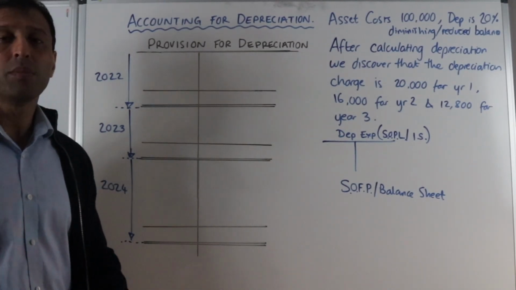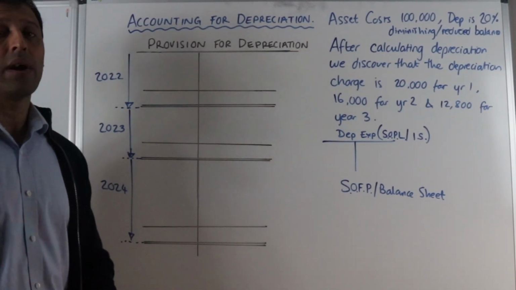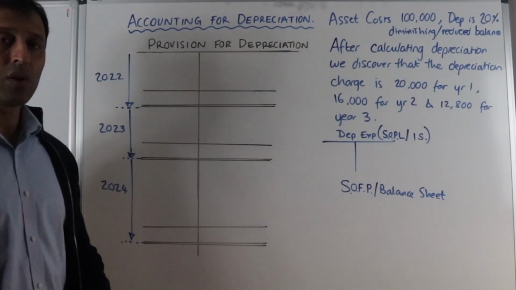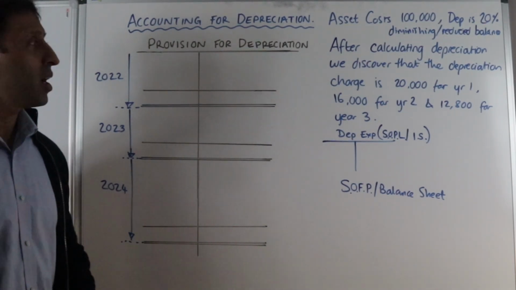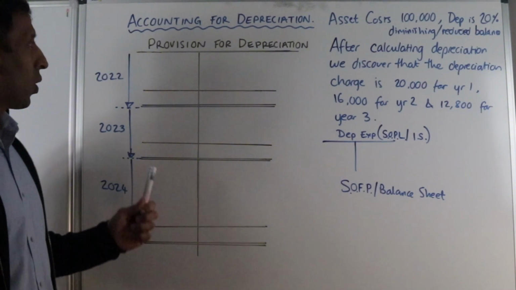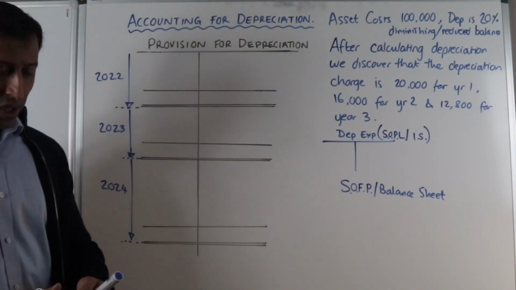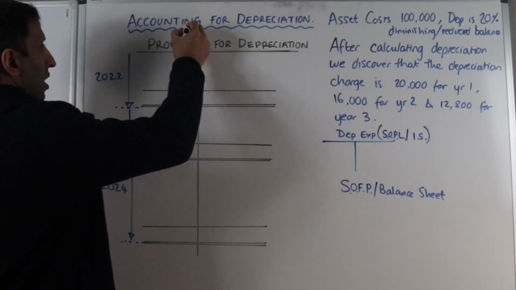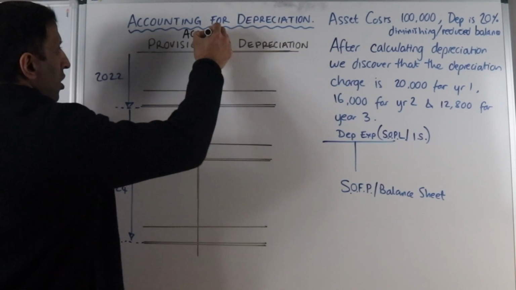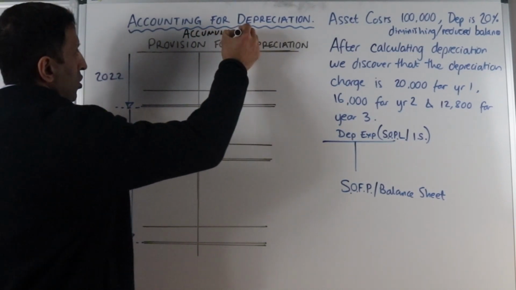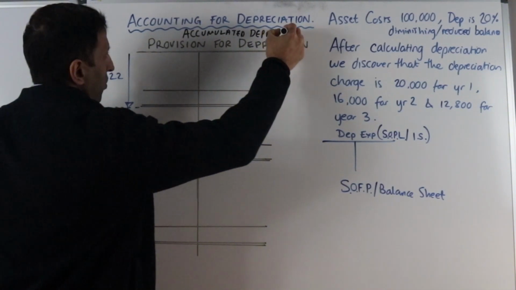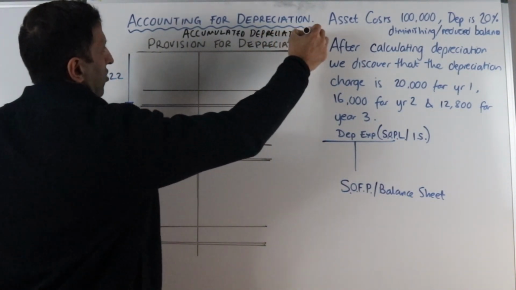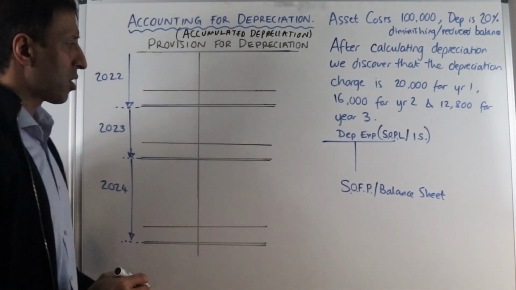Okay, assuming you've seen the video on how to calculate depreciation, we're now going to look at how to account for depreciation, or how to do the double entry. So we have an account called the provision for depreciation, which essentially is accumulated or total depreciation. And we need to use that. So you can look at it as accumulated or total depreciation.